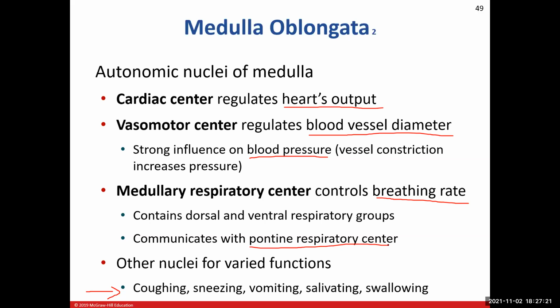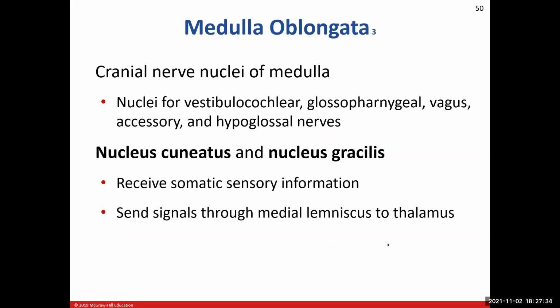So you have that nice, smooth transition. All right, so a lot of things are happening here in the medulla oblongata. In addition to that, you'll see centers for coughing, sneezing, vomiting, salivating, swallowing. Some of those are going to be part of the digestive system control also.